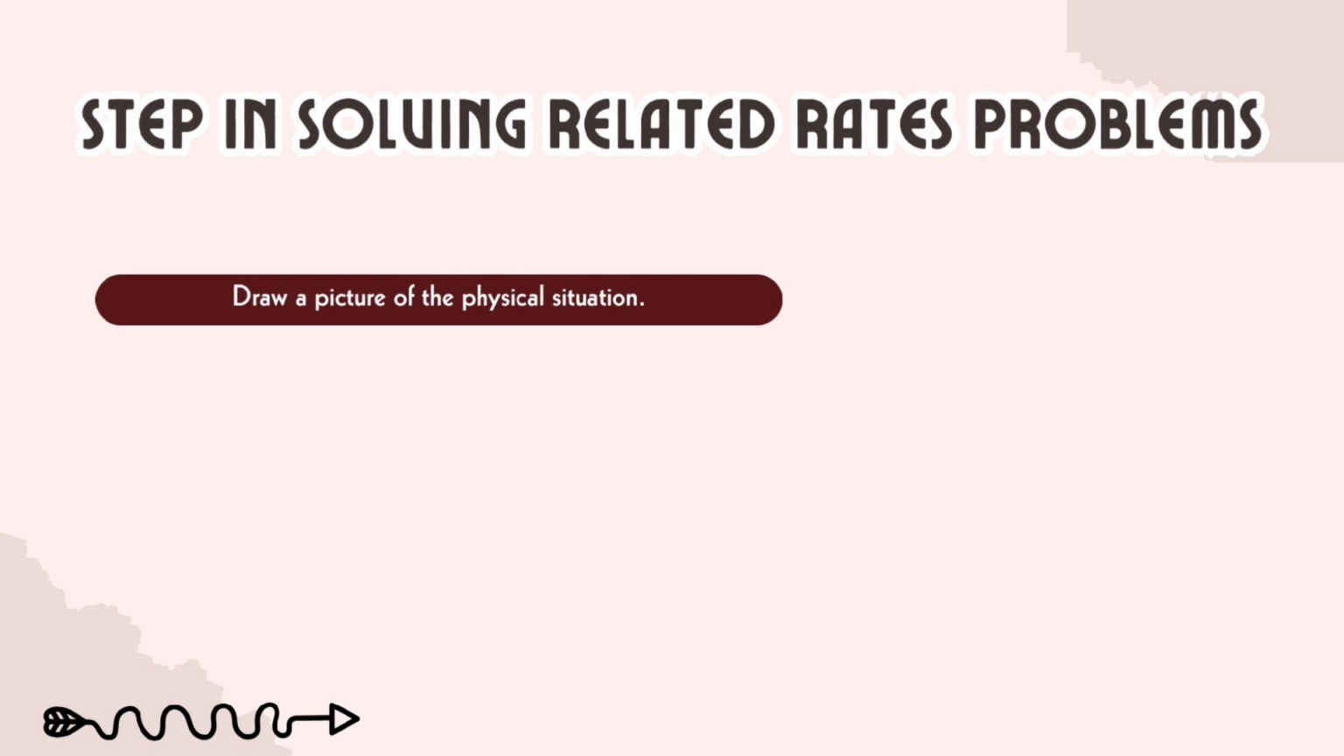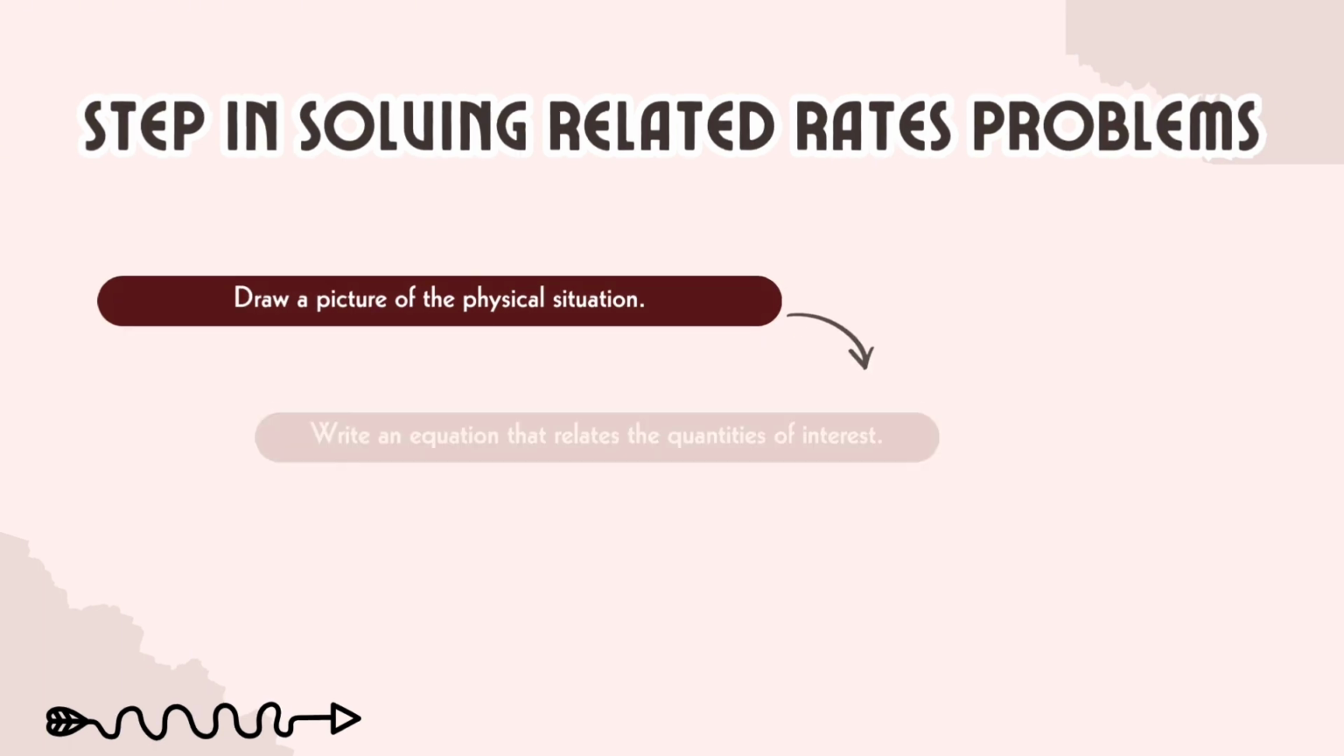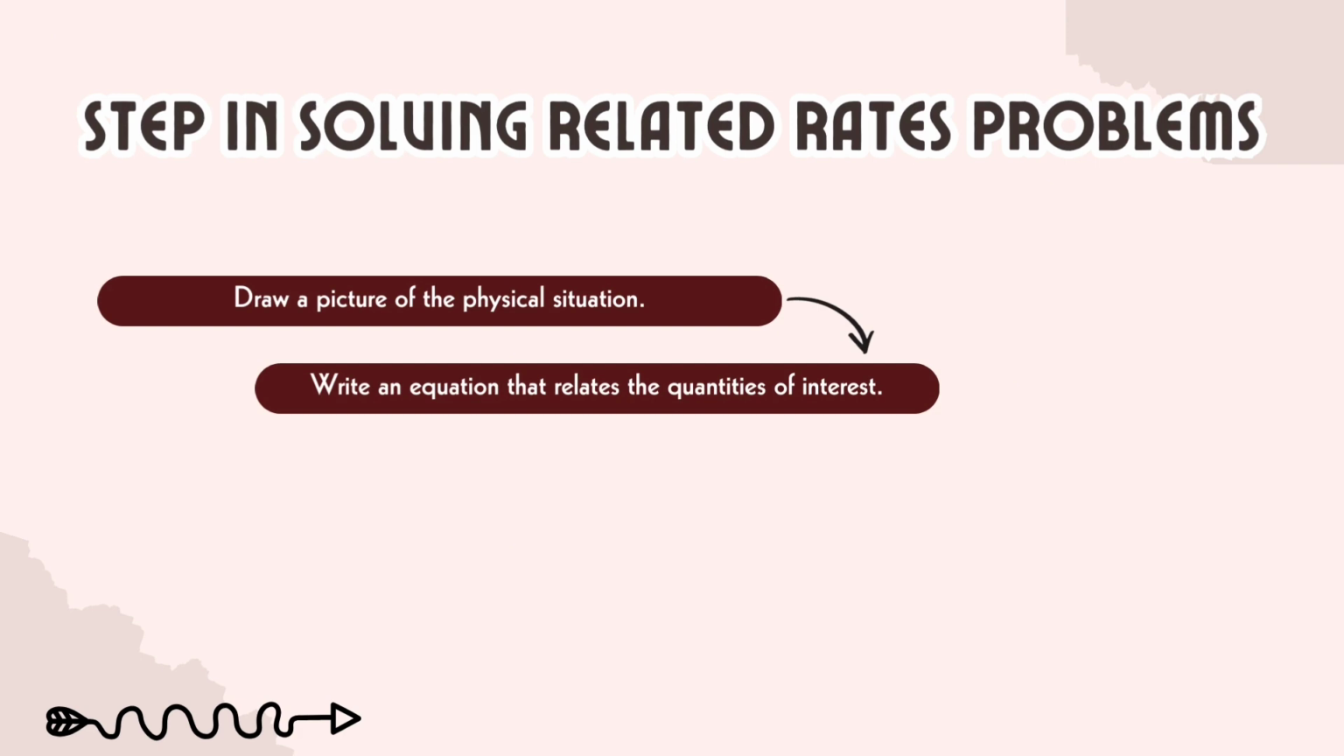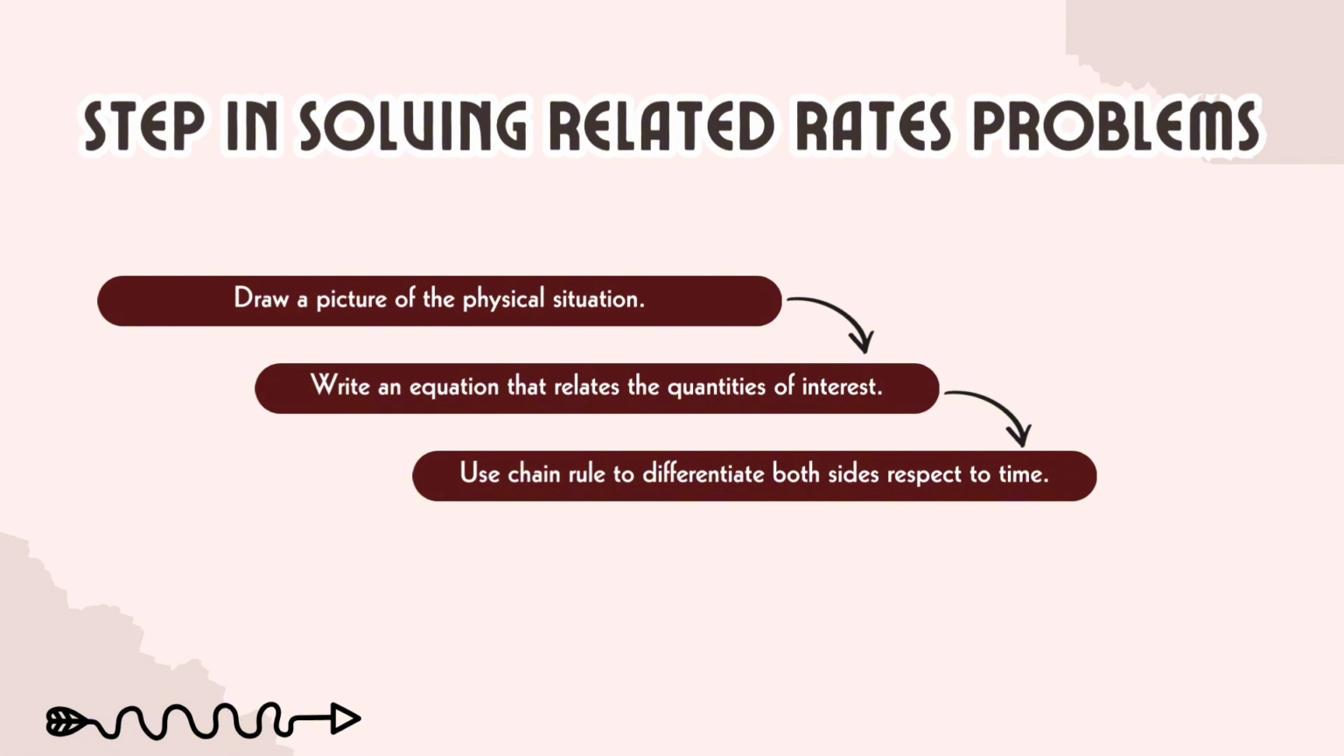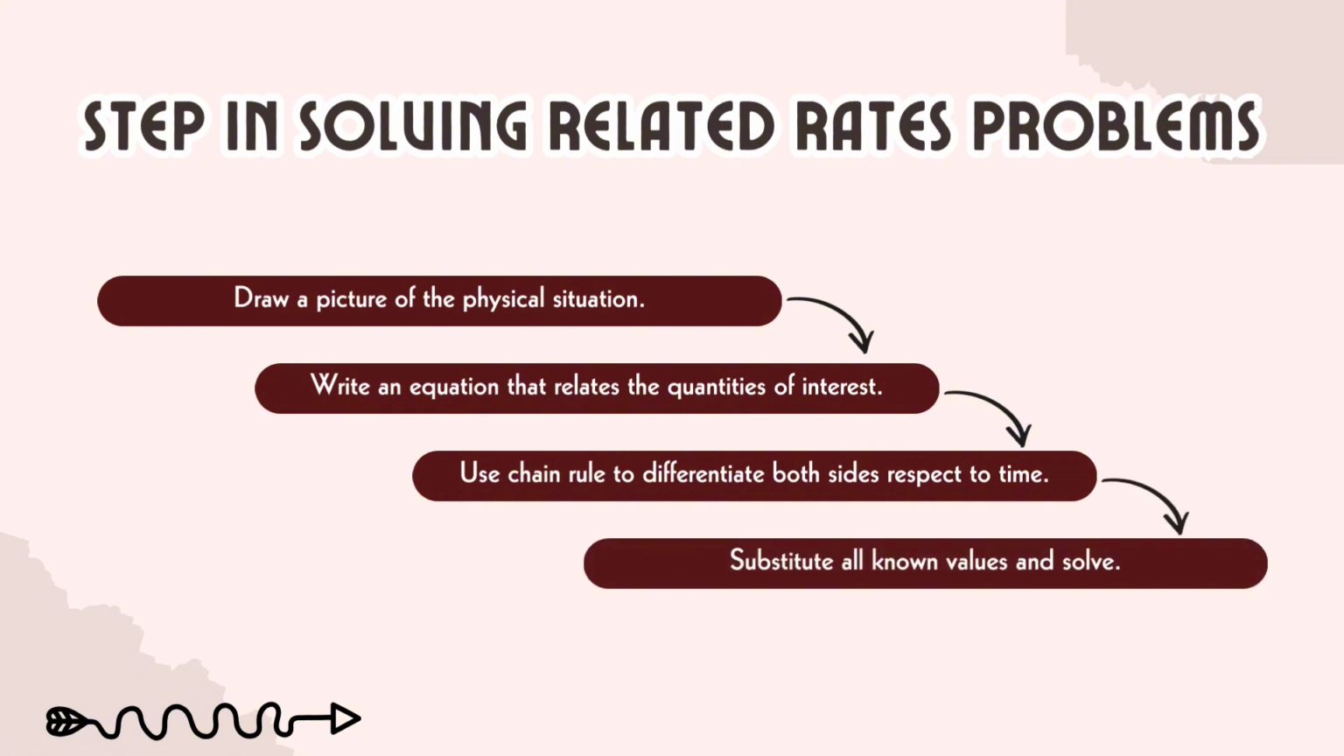There are 4 steps in solving related rates problems. First, draw a picture of the physical situation. Then, write an equation that relates the quantities of interest. Use the chain rule to differentiate both sides with respect to time. Lastly, substitute all known values and solve.